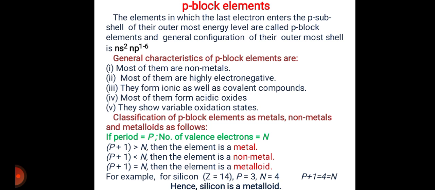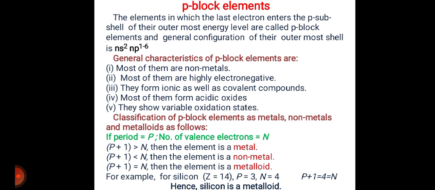And then the p-block elements. The elements in which the last electron enters the p subshell of their outermost energy level are called p-block elements, and the general electron configuration is ns2 np1 to 6. So what are the general characteristics of the p-block elements? Most of them are non-metals. S-block elements are metals, and p-block elements are generally non-metals.